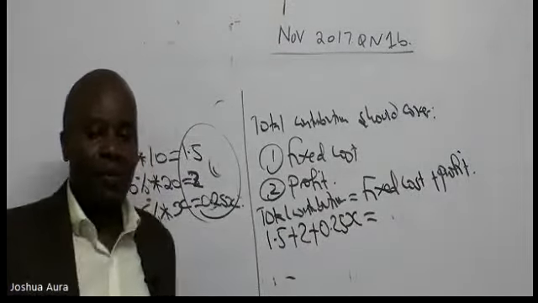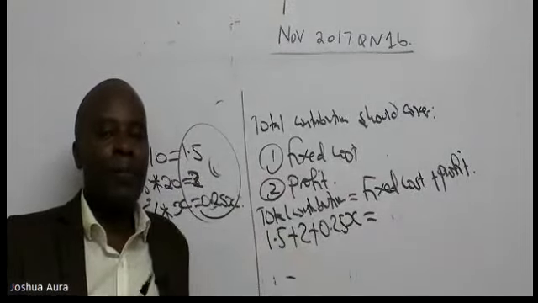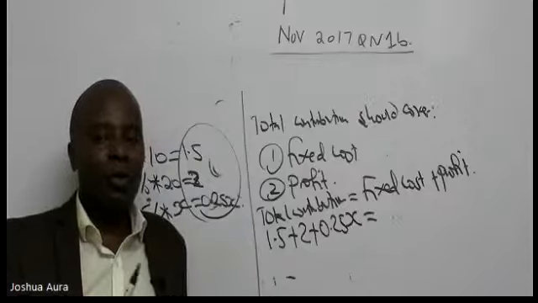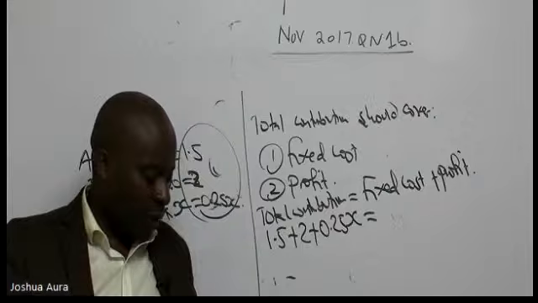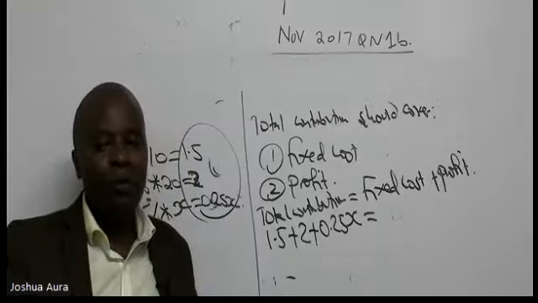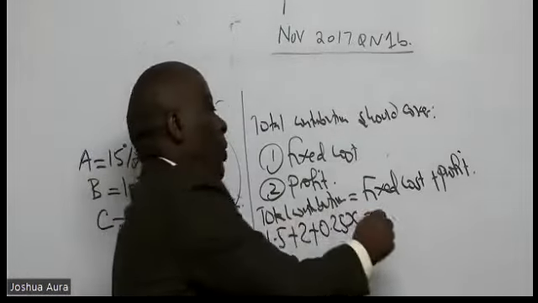Has this examiner given me the fixed cost of the farm? Yes, they've told me in note number 2, fixed cost is 5.5. So the fixed cost is 5.5.